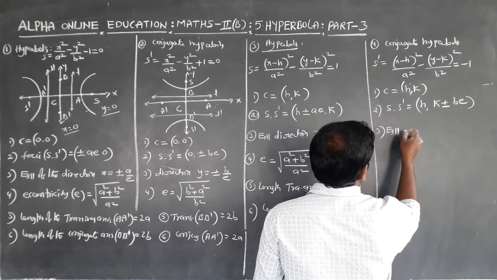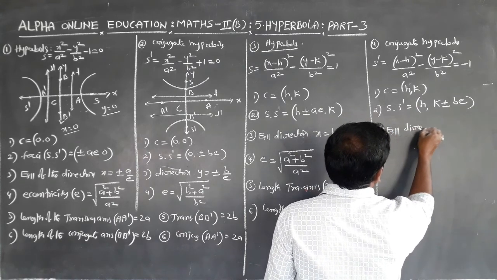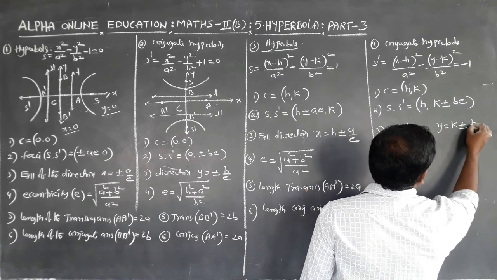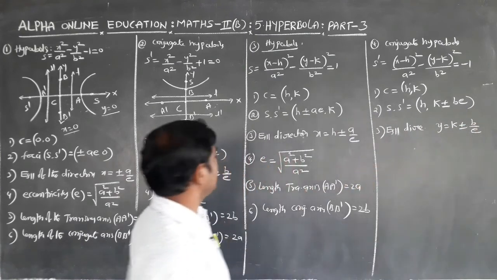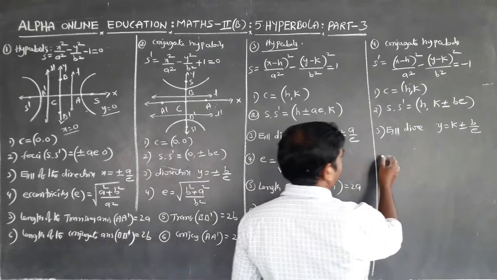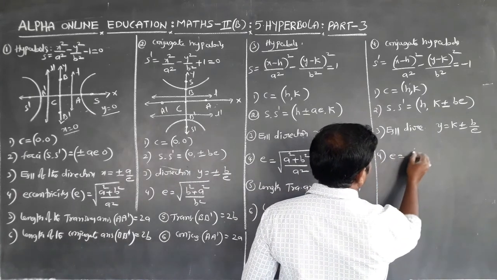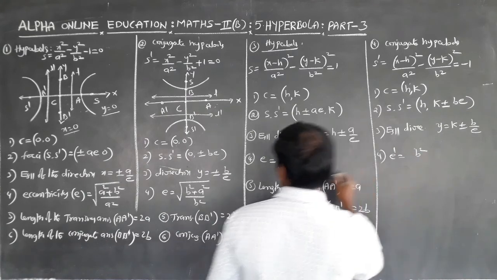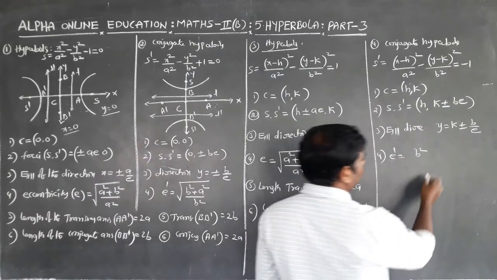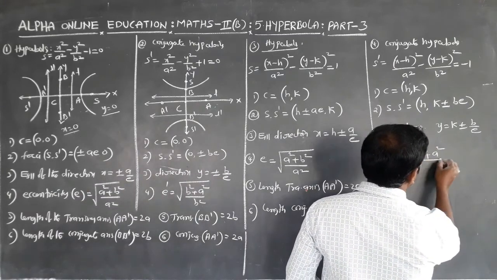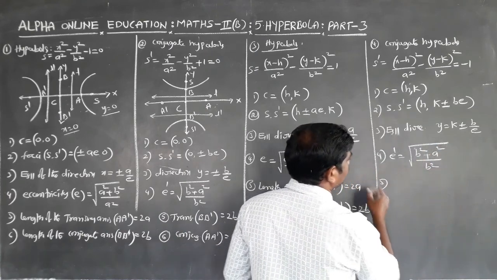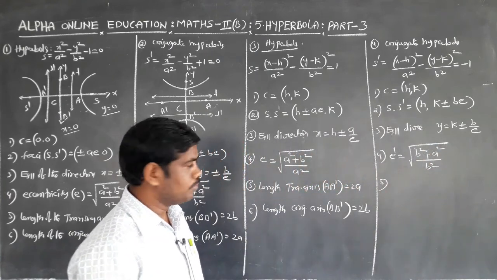Third one is the equation of the directrix: y equal to k plus or minus b by e. Eccentricity e dash equal to under root of b square plus a square by b square.